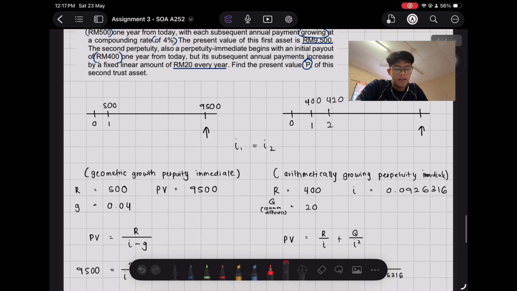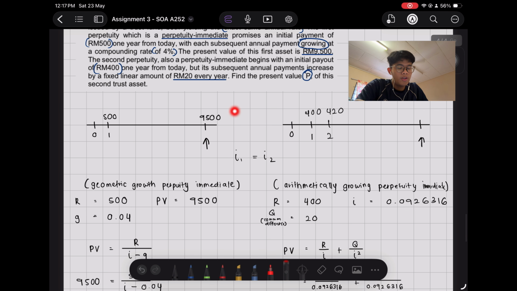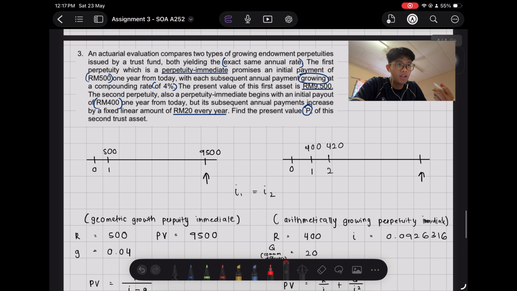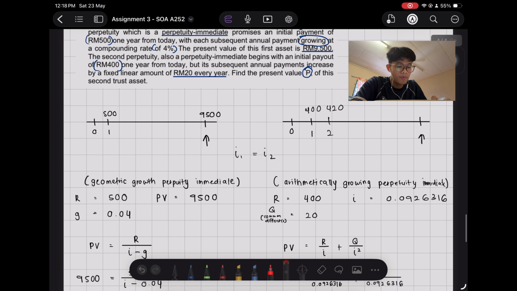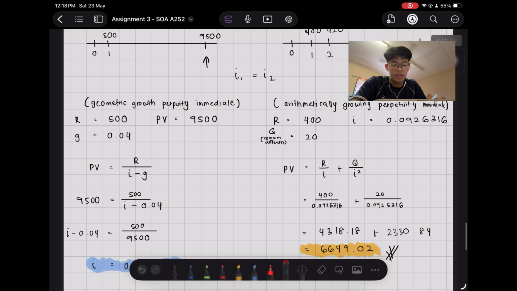Let's look at the first asset. First, we draw the time diagram. It is a simple perpetuity immediate time diagram. Above the first year, we write the 500, and the PV is 9,500. The common date is below the PV. The initial payment of the first case is 500 ringgit. The payments grow at a compounding rate g of 4%, or 0.04, and the PV is 9,500.